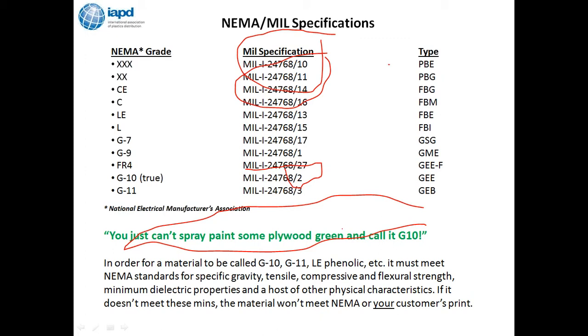So basically, in order for a material to be called G10, G11, phenolic, et cetera, it has to meet those mil spec, the NEMA standards for things like specific gravity, tensile, compressive strength. If it doesn't meet those specs, you really cannot call it a G10 or a G11 or phenolic, for example.